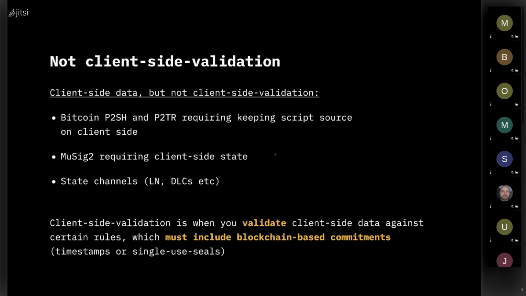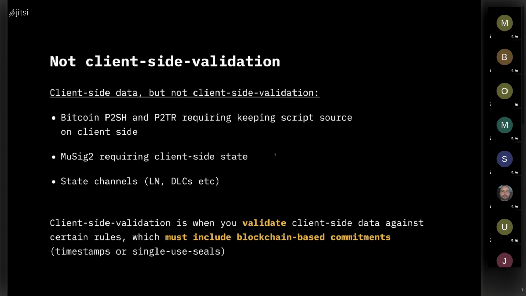The same with the multi-sig scheme called MuSig2: you need to keep some additional data which are not script data. These data are used to generate the information about multi-signature. This client-side data and client-side state is not a client-side validation system. Or, as I already said, state channels, which are an alternative to client-side validation: the Lightning Network and discreet log contracts require you to keep signatures or transactions for off-chain transactions, which are not published to the blockchain. You have to keep them on the client side as client-side data, but again, it is not client-side validation.